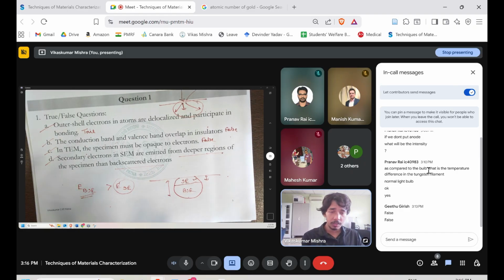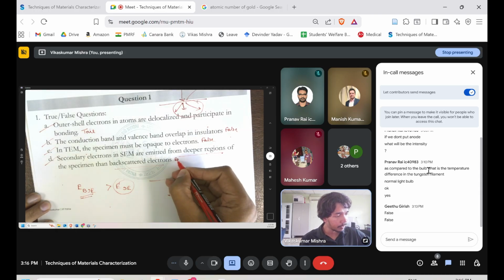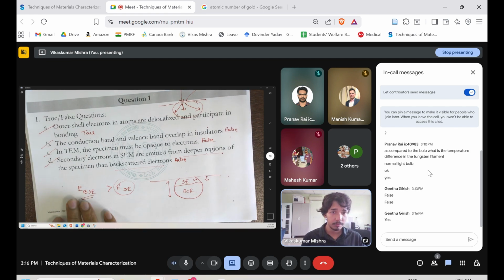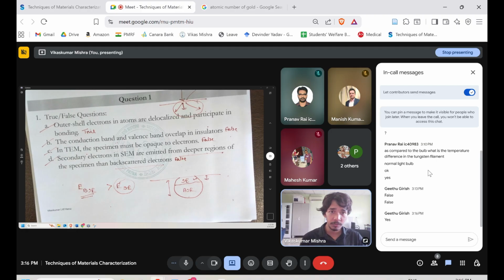Okay, so till now, any doubt in this particular question number 1? The answer is false. Any doubt in this question? If yes, please let me know. If not, let's move on. You can always unmute yourself and interact.